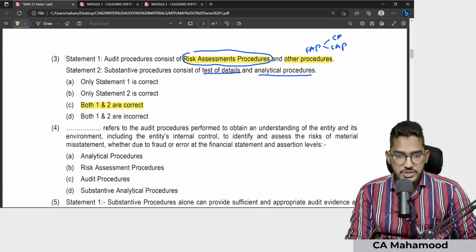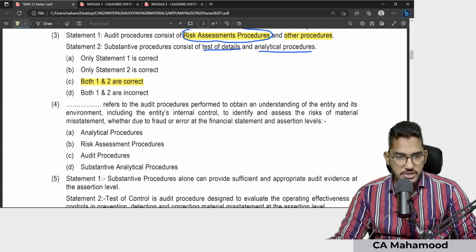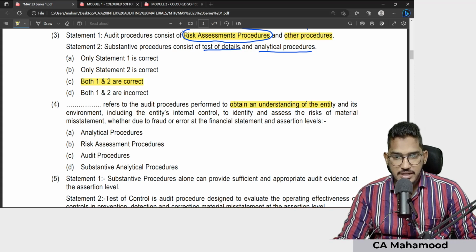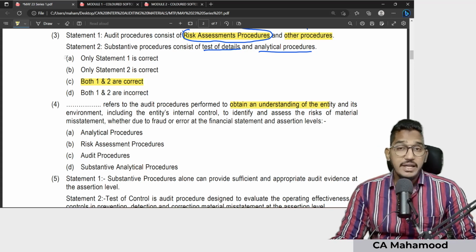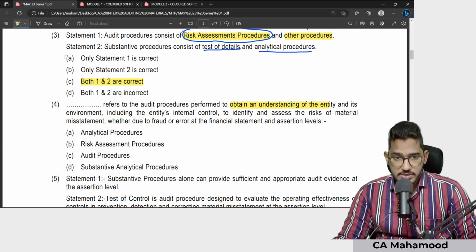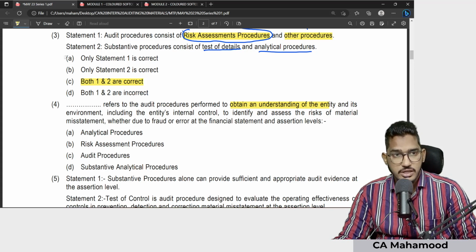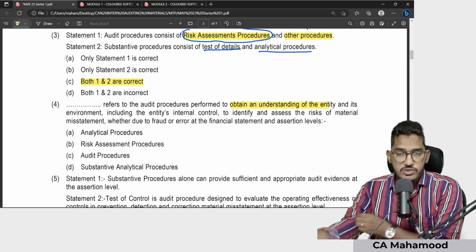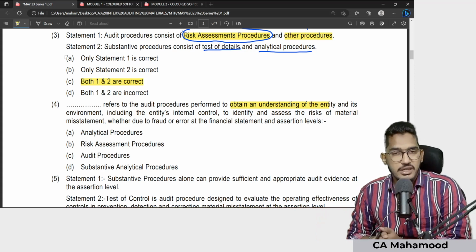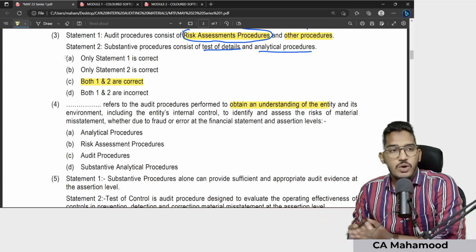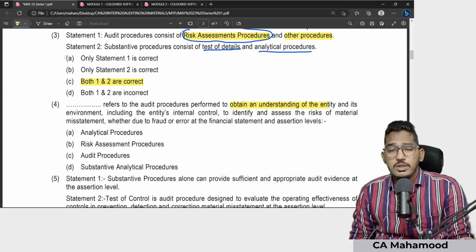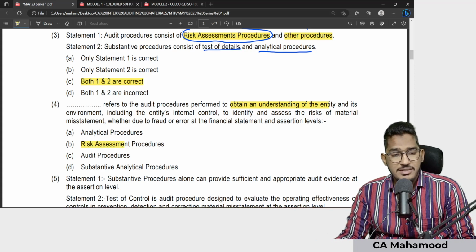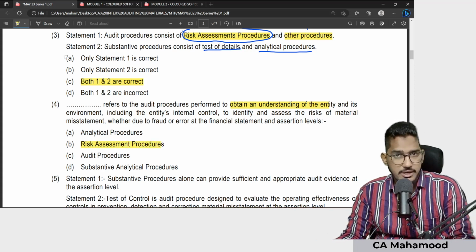Next one. Fourth question. What refers to audit procedures performed to obtain an understanding of the entity and its environment, including its internal control, to identify and assess the risk of material misstatement, whether due to fraud or error at the financial statement level and also at the assertion level? What do we call that procedures as? Those procedures in which we obtain an understanding of entity and its environment and its internal control to identify and assess the risk of material misstatement. What we call that procedures as? Those procedures will be called as risk assessment procedures. So option B will be the correct option.